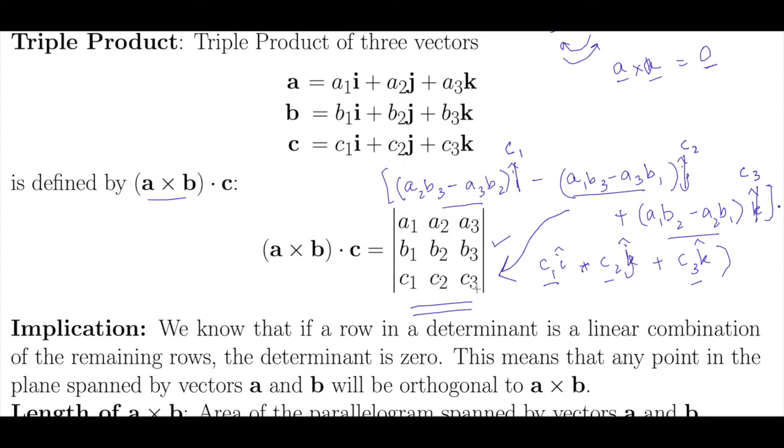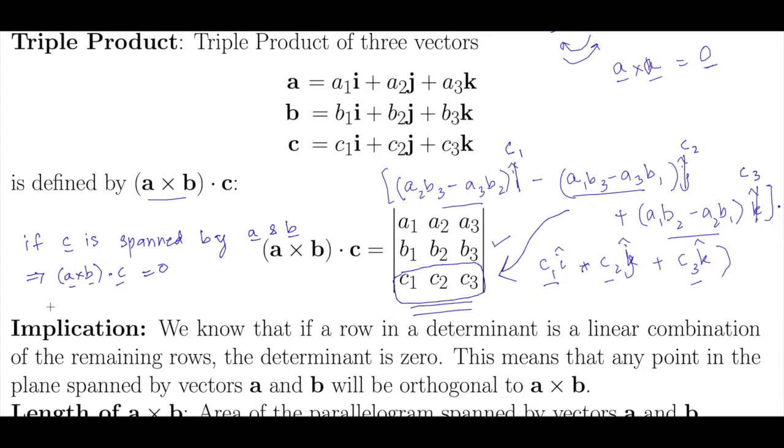The important thing to note is that if c is spanned by a and b, it means that this row is some linear combination of a and b. If this is a linear combination of a and b, this means the determinant will be 0. So this means a cross b dot c is equal to 0.